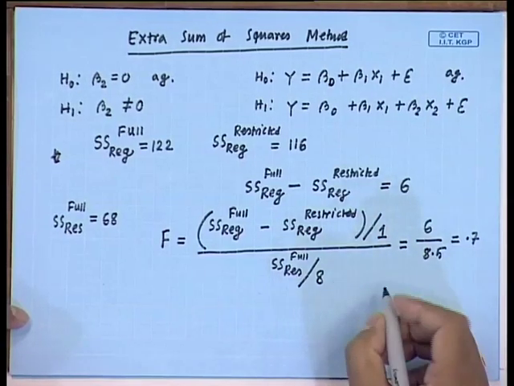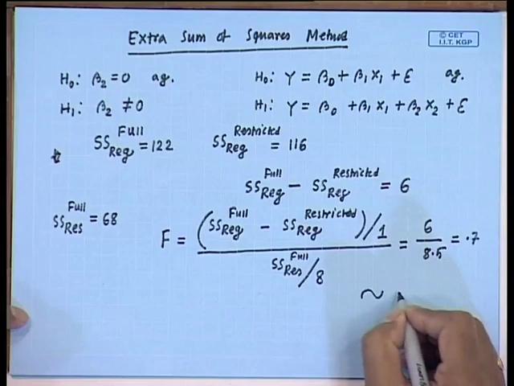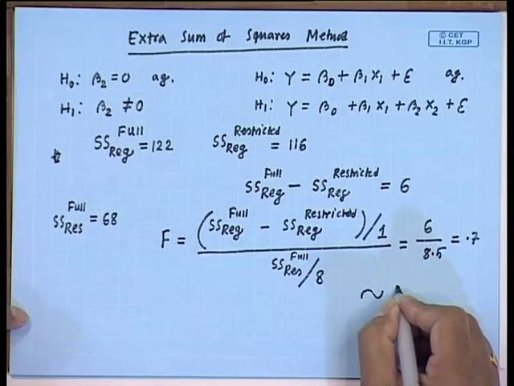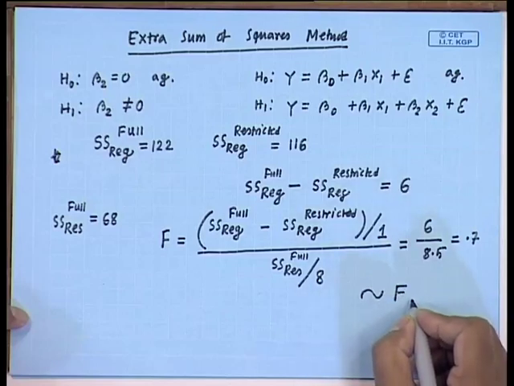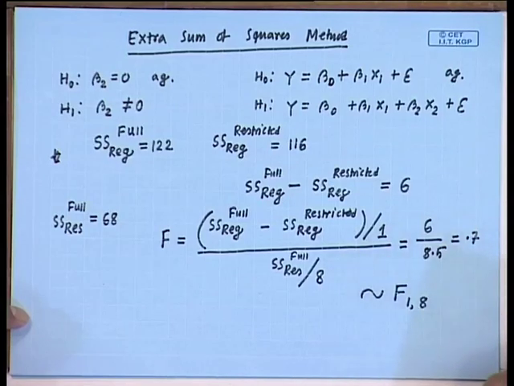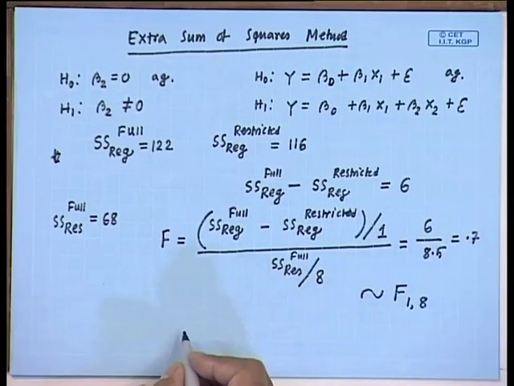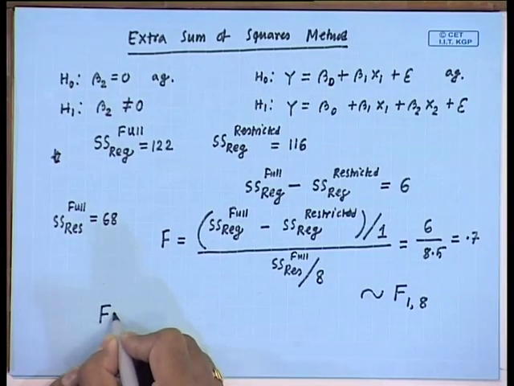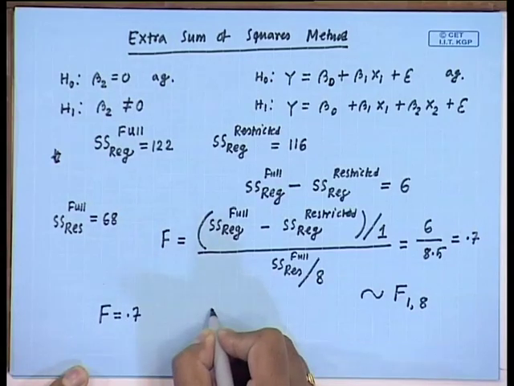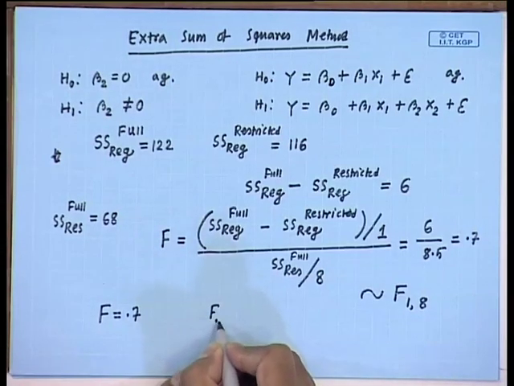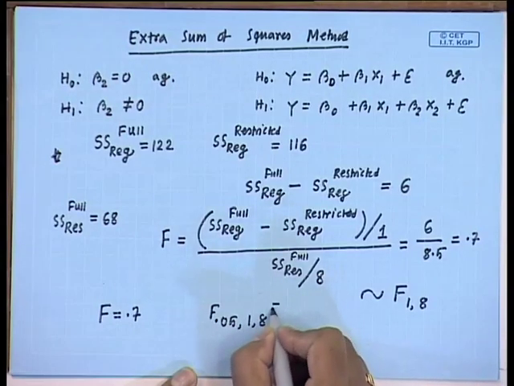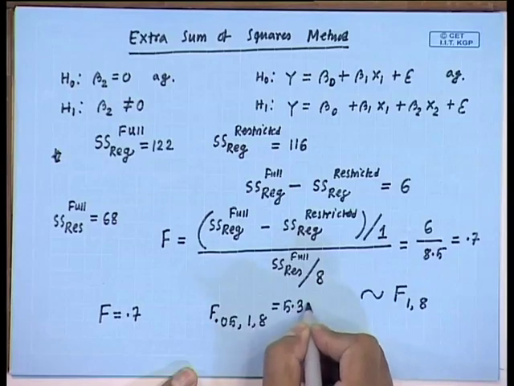And we know that this F statistic follows the F distribution with degrees of freedom 1 and 8. So, what we do is compare the observed value of F, which is equal to 0.7, with the tabulated value of F at 0.05, 1, 8, the value of which is 5.32.